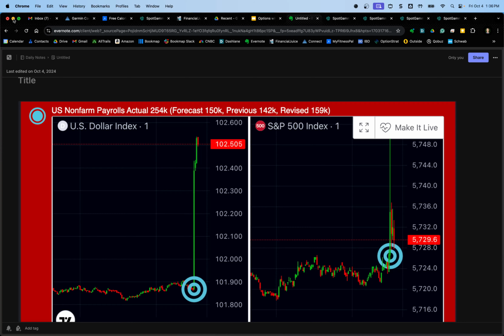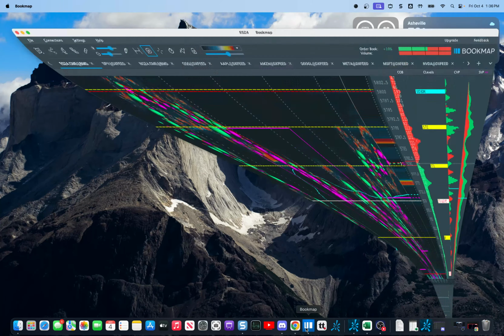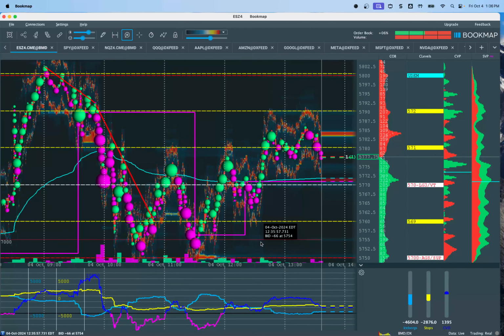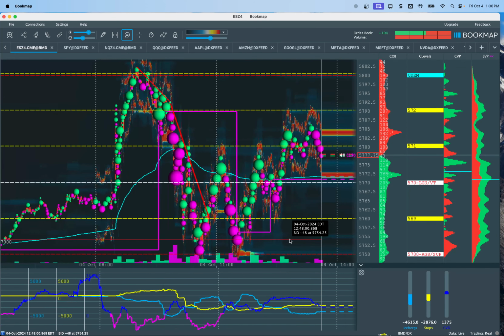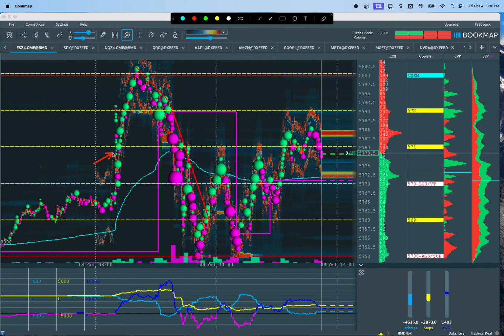All right, let's take a look at Bookmap now. We can see the reaction to that. Go to Bookmap. This is the ES futures contract, the S&P 500 futures. This is the reaction to the 8:30 a.m. data. Quick move up to around the upper daily expected move for ES. And that was also around the ES 5800 and SPY 573 level.